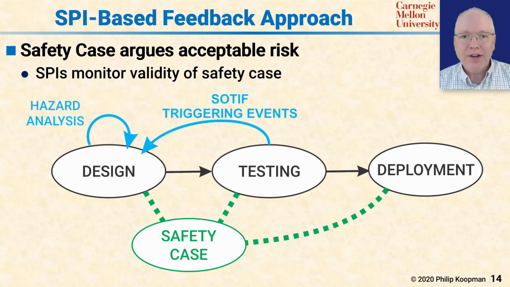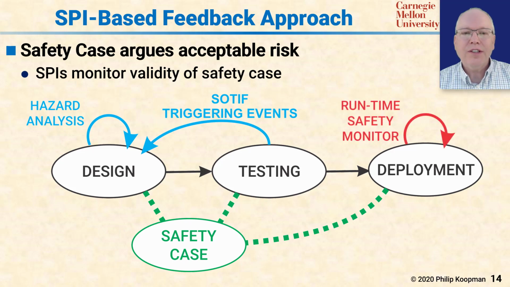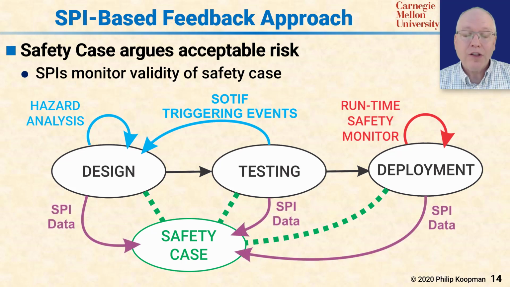Sure, you still do hazard analysis. You still do the SOTIF triggering event analysis. You still do something about runtime safety, but now instead of a person, it's going to be the runtime safety monitor, and that's great. So the runtime safety monitor says, well, the external world's doing something to us that's unsafe. We're going to detect that and do countermeasures. But you still need something to feedback flaws, defects, shortcomings, omissions in the safety case so you can fix them. And that's what SPIs do.